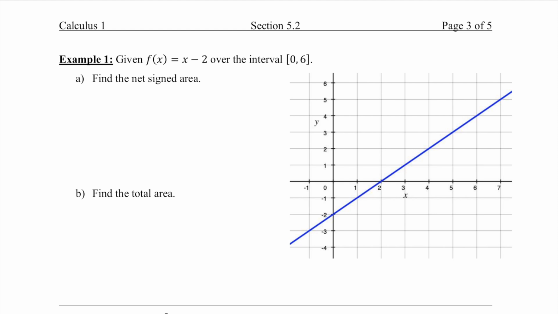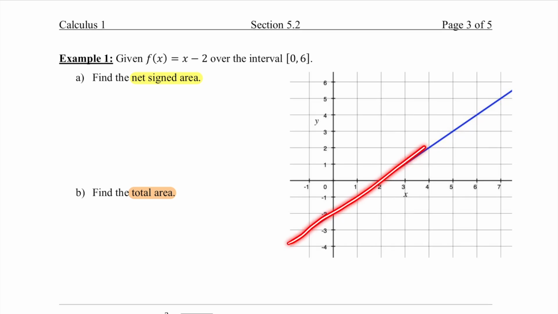Now, let's look at example 1. We're given the function f of x equals x minus 2 over the interval from 0 to 6. We want to find two things. Part A, the net signed area, and part B, the total area. Let's use the graph on the right to understand what is happening. First, notice that the graph is a straight line. It crosses the x-axis at x equals 2.